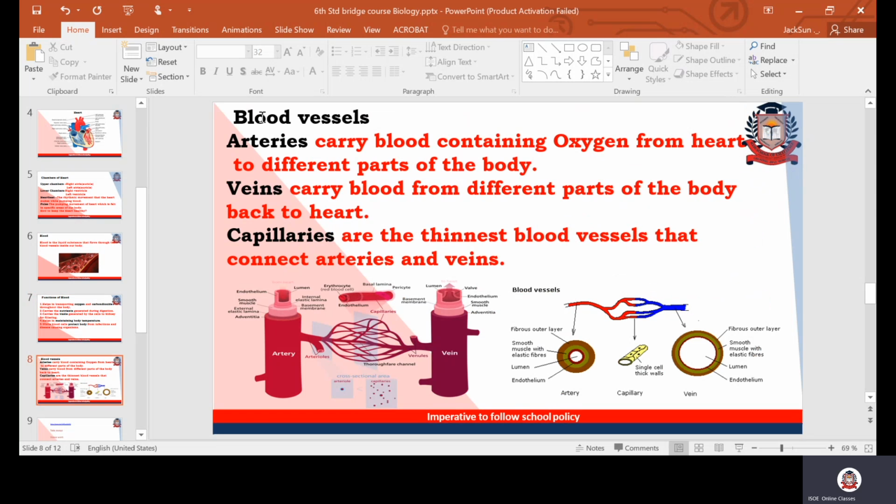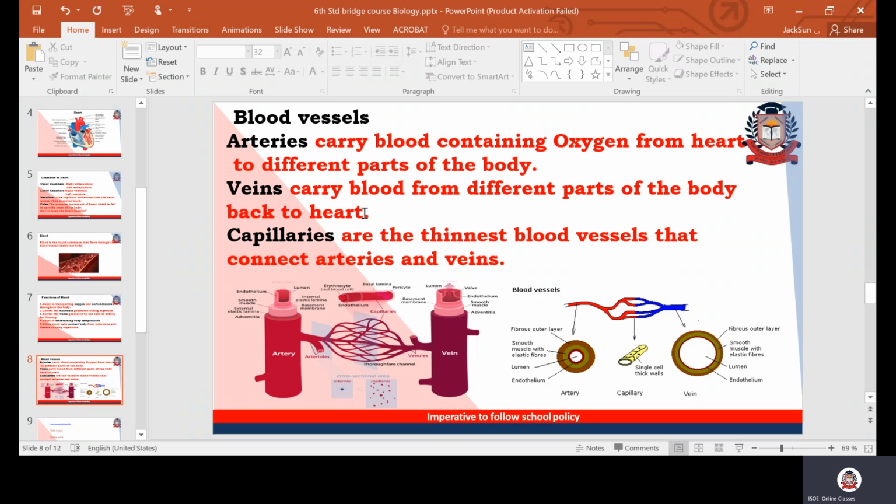Now we are moving to the third portion, that is the blood vessels. The blood vessels are arteries, veins and capillaries. Arteries carry blood containing oxygen from the heart to different parts of the body. That is, arteries are the blood vessels which carry blood from the heart to different parts of the body. Its wall is very thick. You can see in this diagram here, it is thick in nature.